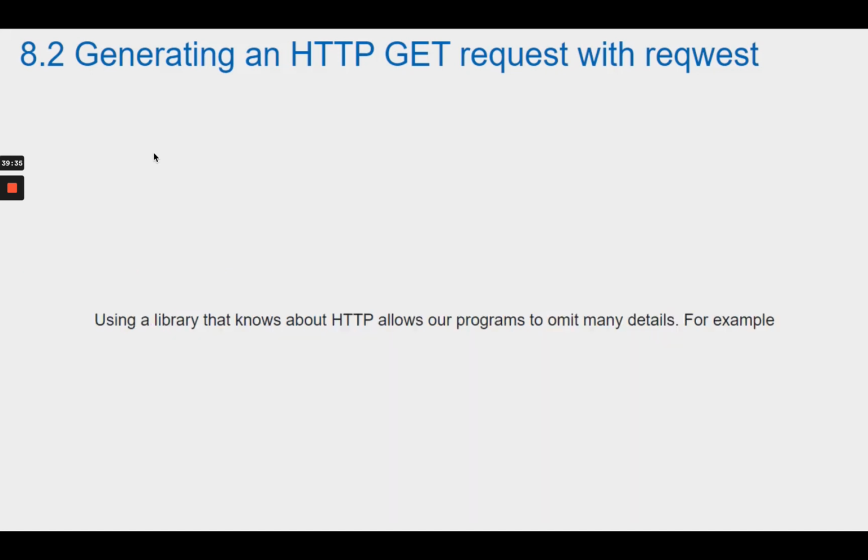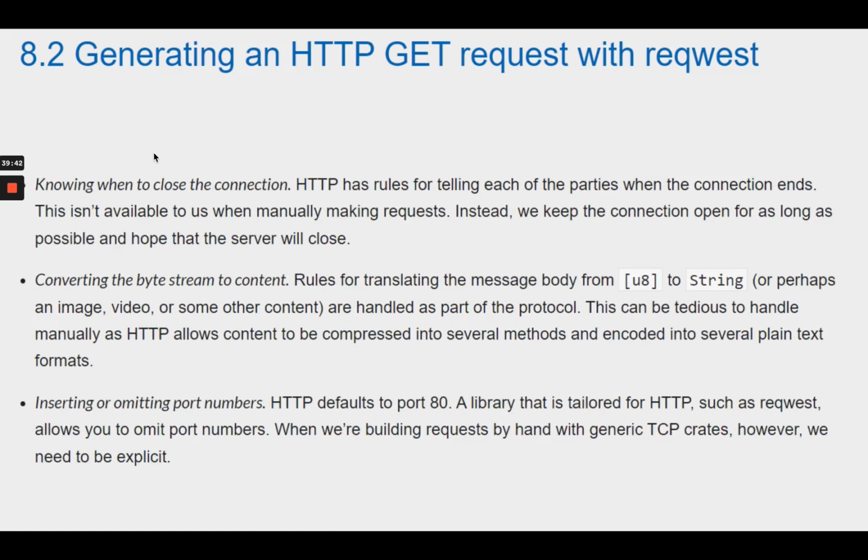Using a library that knows about HTTP allows our programs to omit many details. For example, knowing when to close the connection. HTTP has rules for telling each of the parties when the connection ends. This isn't available to us when manually making requests. Instead, we keep the connection open for as long as possible and hope that the server will close.